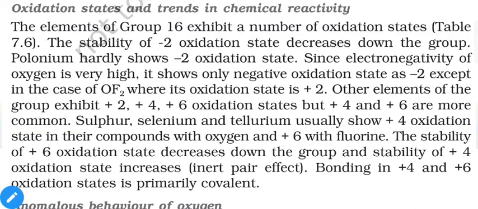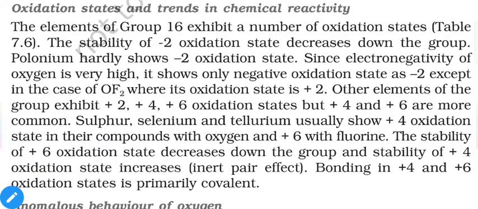Other elements of the group exhibit +2, +4, +6 oxidation states, but +4 and +6 are more common. Sulfur, selenium and tellurium usually show the +4 oxidation state in their compounds with oxygen and +6 with fluorine. So a highly electronegative element can give us a higher positive oxidation state. The stability of the +6 oxidation state decreases down the group, and the stability of the +4 oxidation state increases. The common reason is the inert pair effect, we already discussed it in group 15.